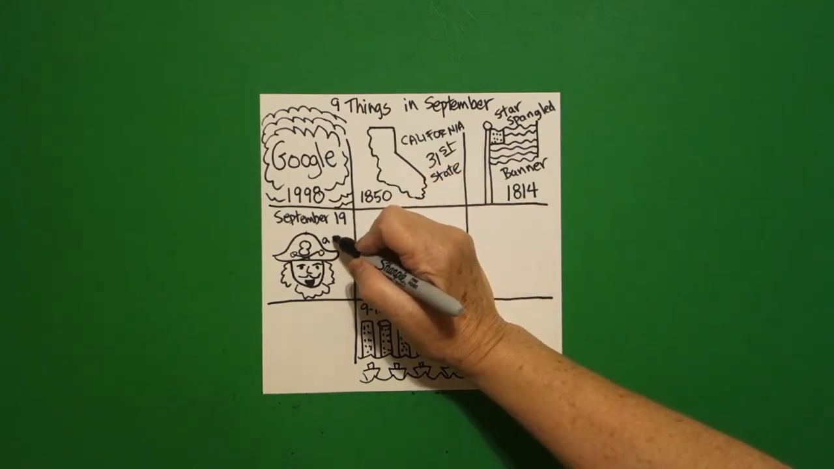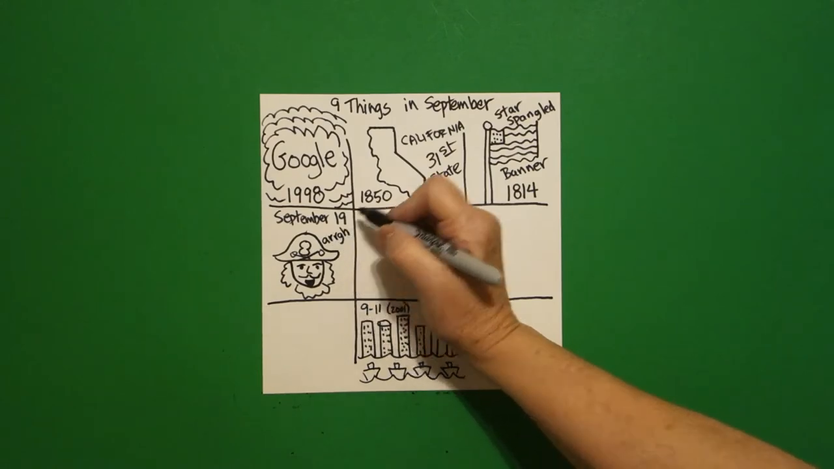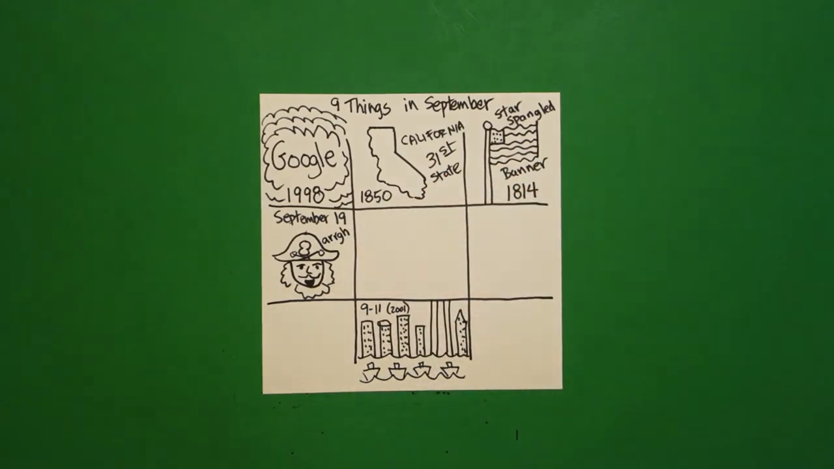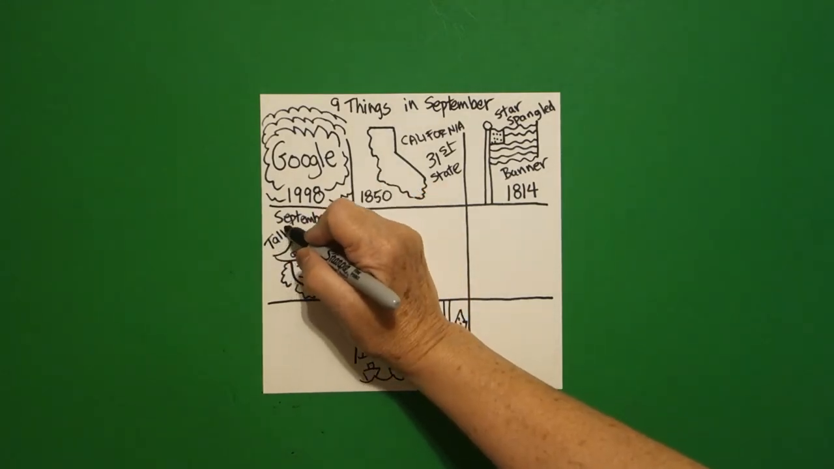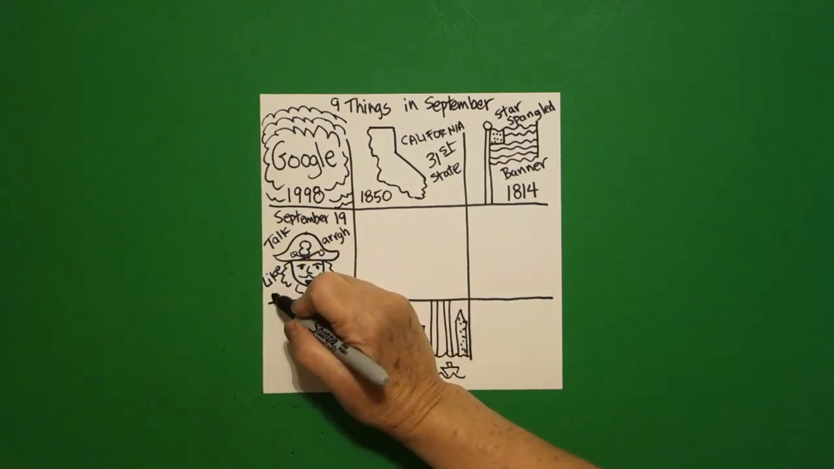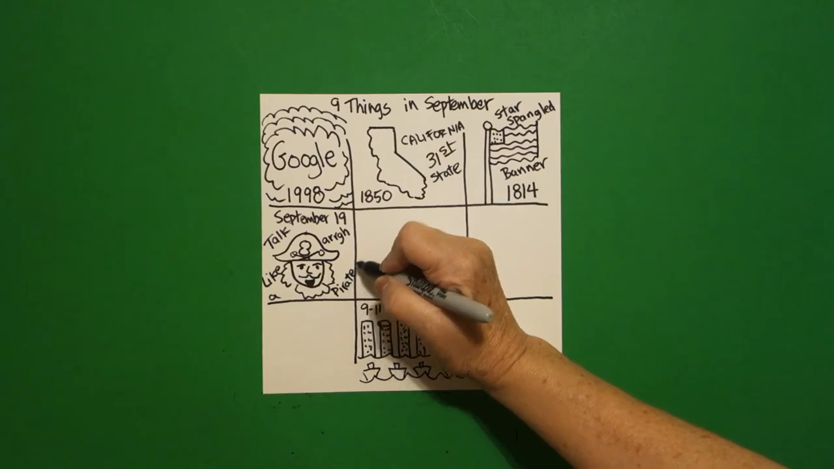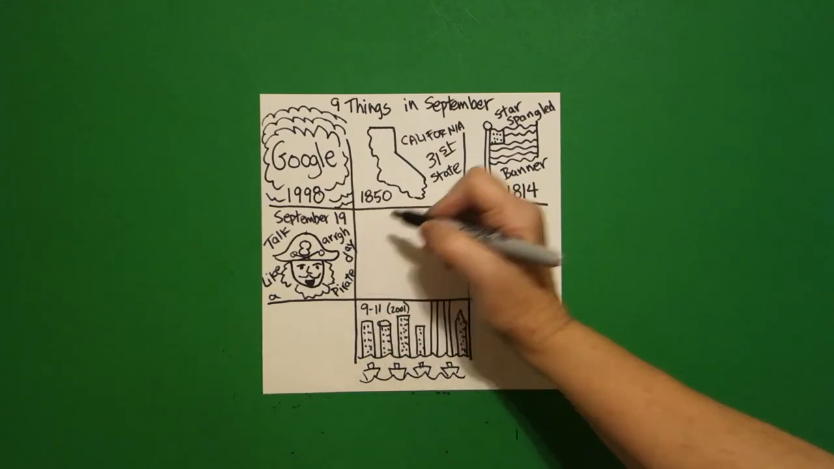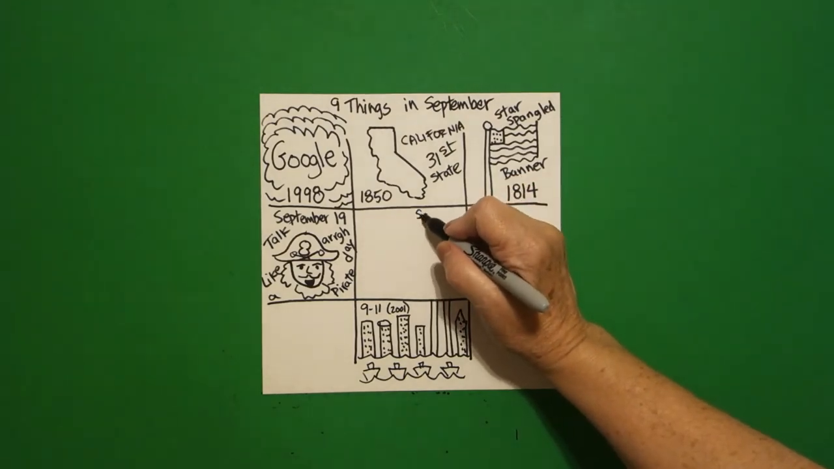And we're going to put A, R, R, G, H, because September 19th is Talk Like a Pirate Day. Talk Like a Pirate Day. Arr.